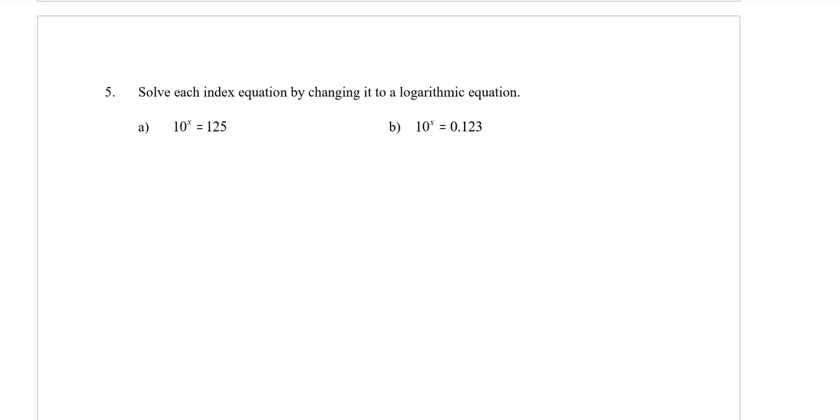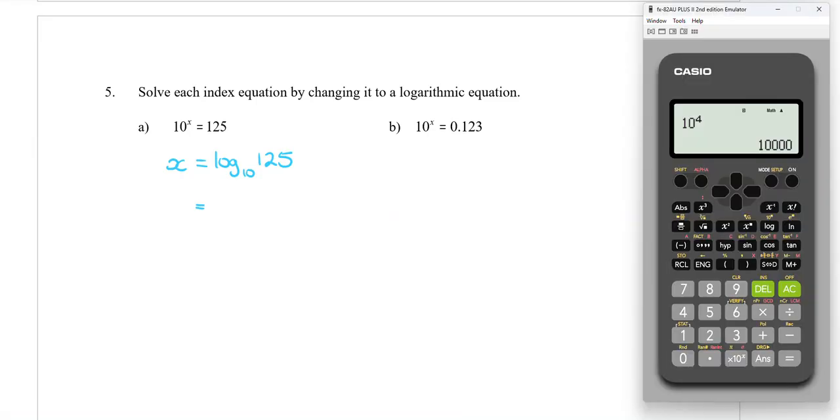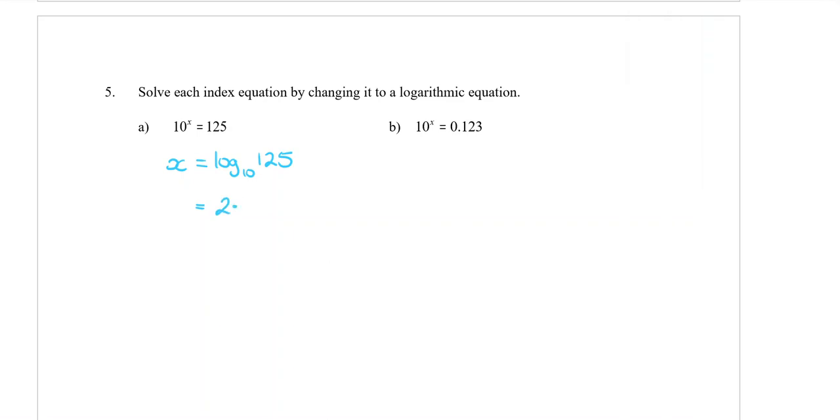Question 5. Solve each index equation by changing it into a logarithmic equation. So we're going to slide the base 10 over. X will stay where it is. It'll become log base 10 of 125. Now, a log base 10 is something that we can do on our calculator. So we press log, and that means a base 10. Then we do 125 equals, and it would be 2.097 if I just do 3 decimal places.